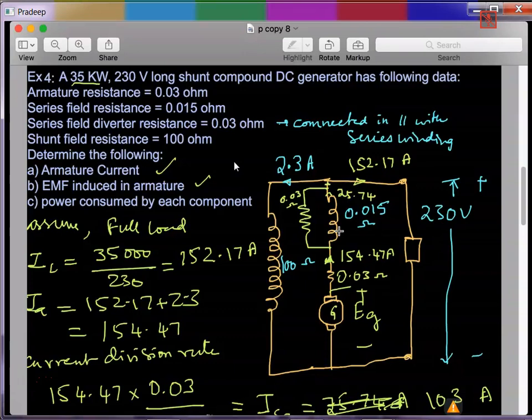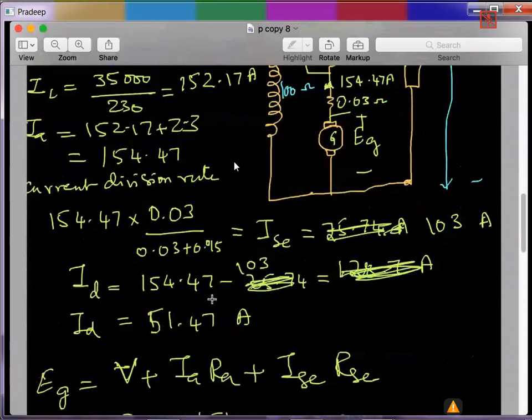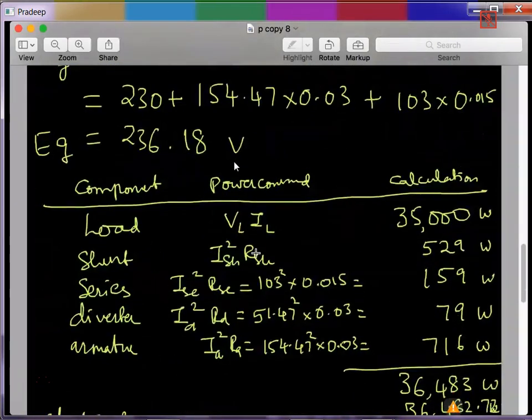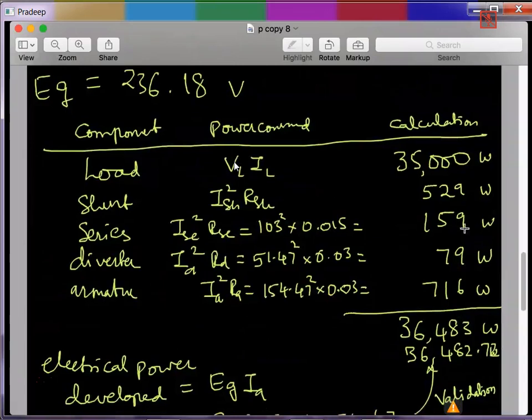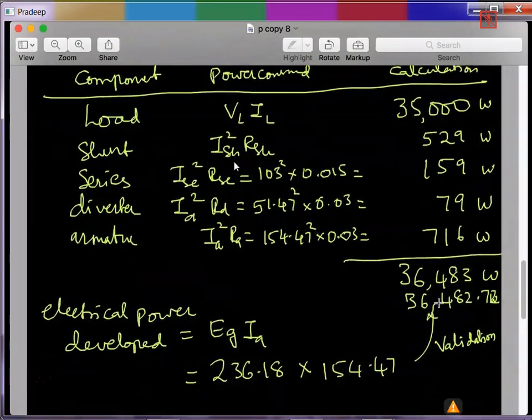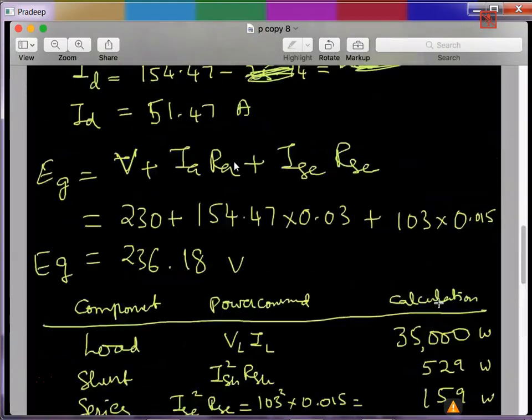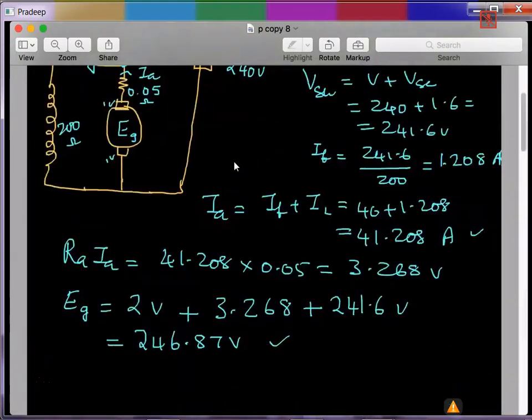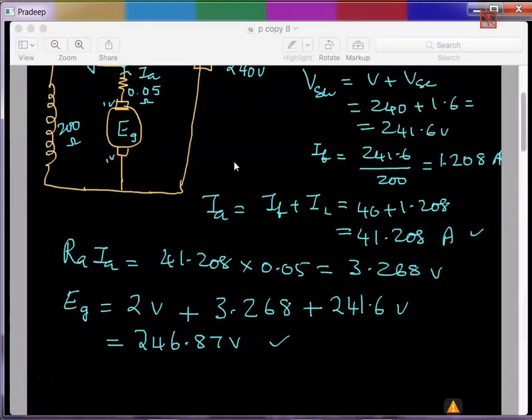So here also question asked is about power consumed in each component. So again, for different components, what is the power consumed? So I can make a calculation like this, and I can verify with the total power generated. So this was one more problem we solved. So like this, in the previous classes, I had worked out several examples. Right now I'm just only reviewing it.